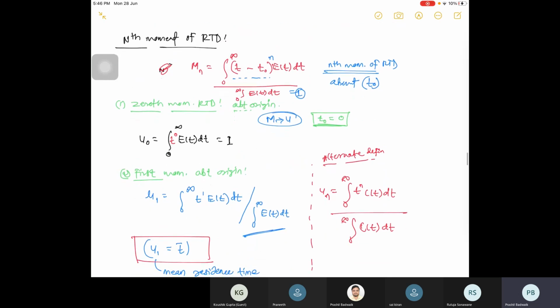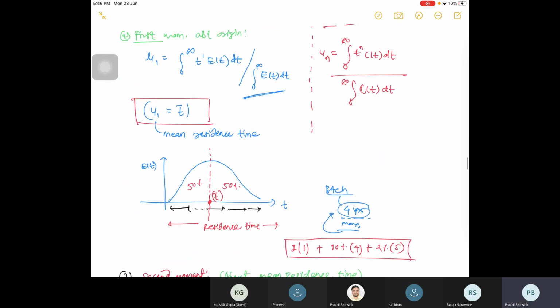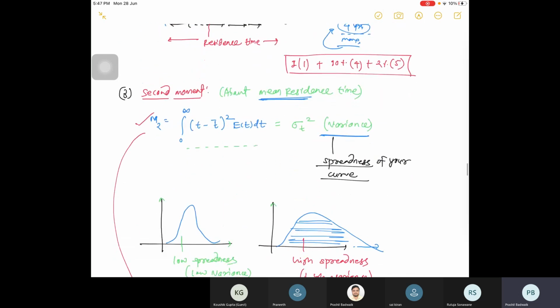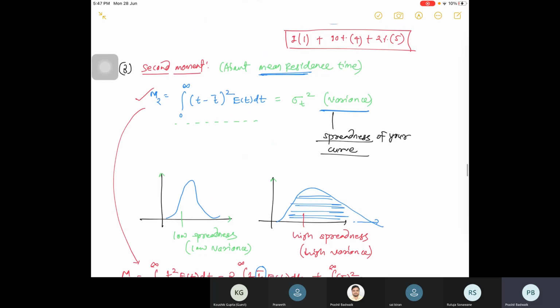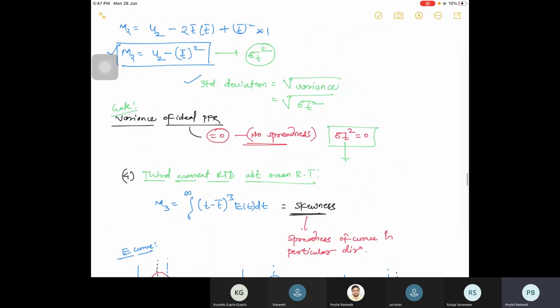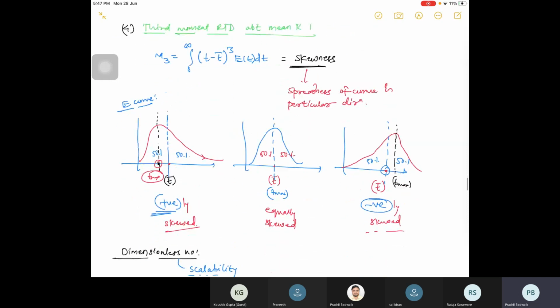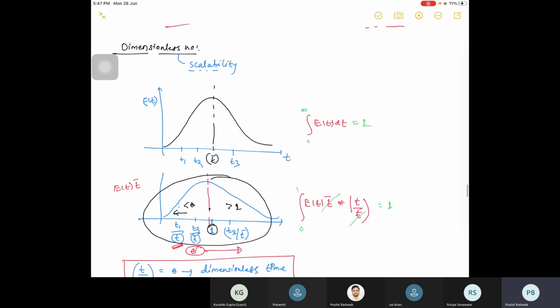Then the first moment we found out was your mean time, right? Please remember, the first moment was your mean time. Then your second moment was your variance, that is your sigma t square, right? That was giving you the spread of your curve. Then we saw the third moment of RTD, right? That was giving you information about skewness, how late your curve is coming or how early your curve is coming, right?